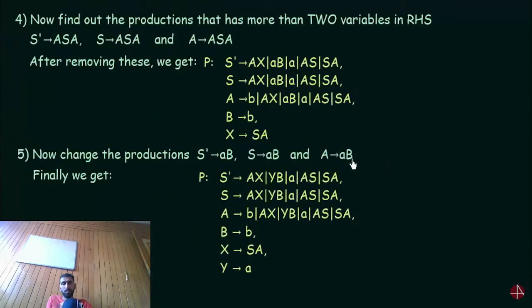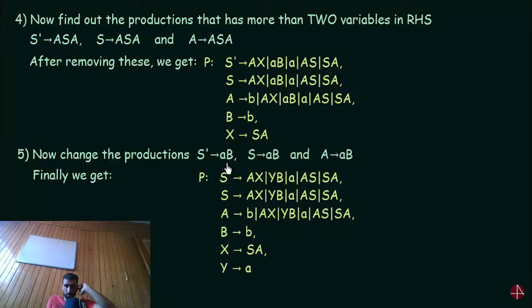So in the next step, we have to change the productions. S dash gives AB, S gives AB, and A gives AB. And why is that? That is because these productions also violate the rule of Chomsky normal form, because in Chomsky normal form, in the right hand side, you are not allowed to have one terminal symbol and a variable together. So in order to remove this, let's see what are the things we need to do.